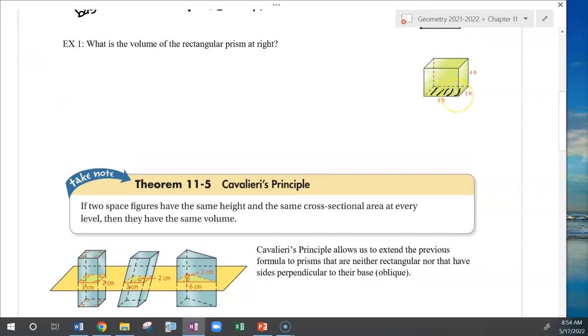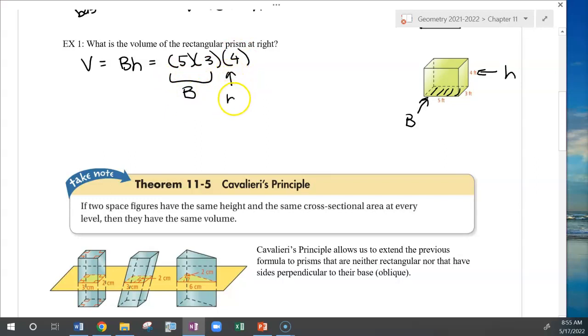We are going to get the area of the base. And so the area of the base, big B, is going to be 5 times 3. So right there, that's big B. And right here is H. And so we're going to multiply by 4. So right here is B. Right there is H. And we get 15 times 4, or 60 cubic feet. So we're not squared anymore, we're cubic feet, because it's feet times feet times feet.